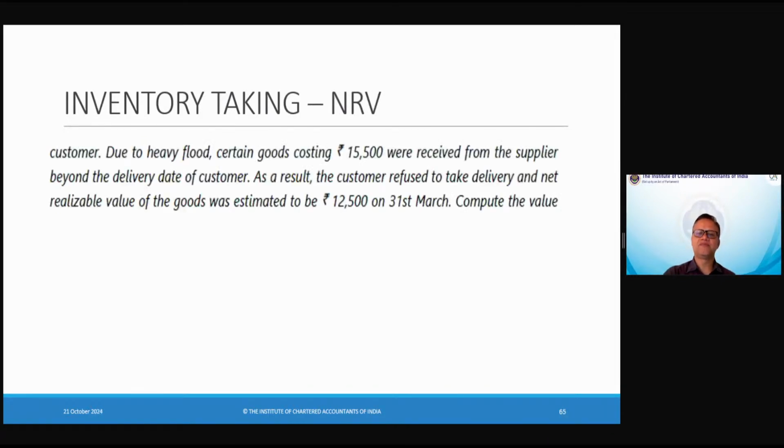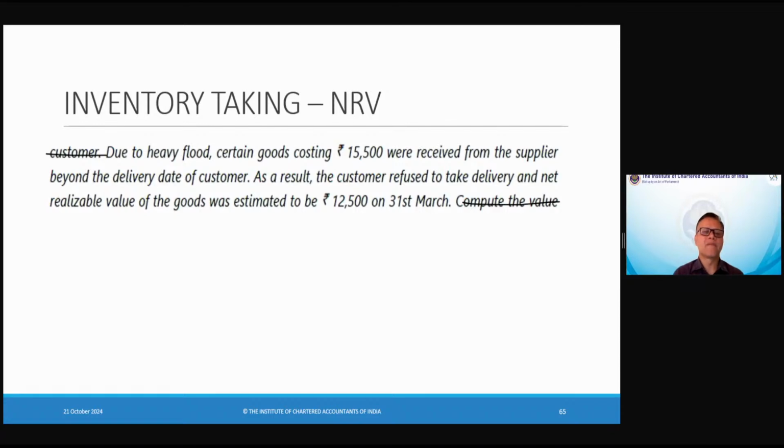Then we go to the last point, where we are not interested in the other lines. We are interested in this line, that there is a heavy flood, and which were 15,500 goods which are costing were received from the supplier beyond the delivery date. Now you are a trading concern, you take it from a supplier and you sell it to a customer, but the customer refused to take delivery, and in that case you value that inventory. Now you got it from the supplier, you are ready to sell it to the customer, but the customer is not willing to take it.